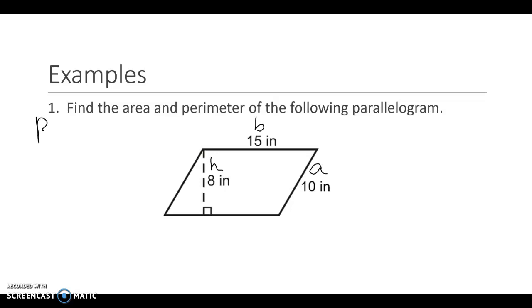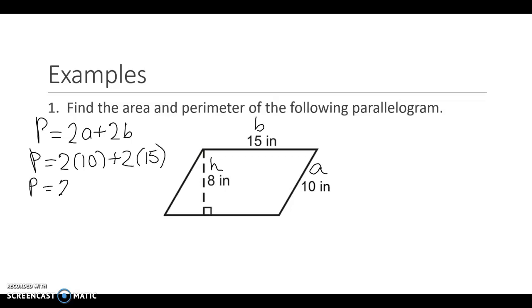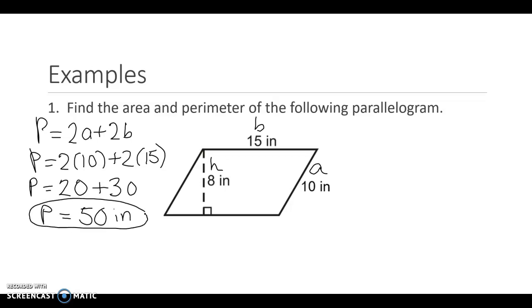Let's start with the perimeter. Perimeter is 2A plus 2B. So that's 2 times 10 plus 2 times 15. So that's going to be 20 plus 30. The perimeter would be 50 inches. Make sure you include that unit, 50 inches.